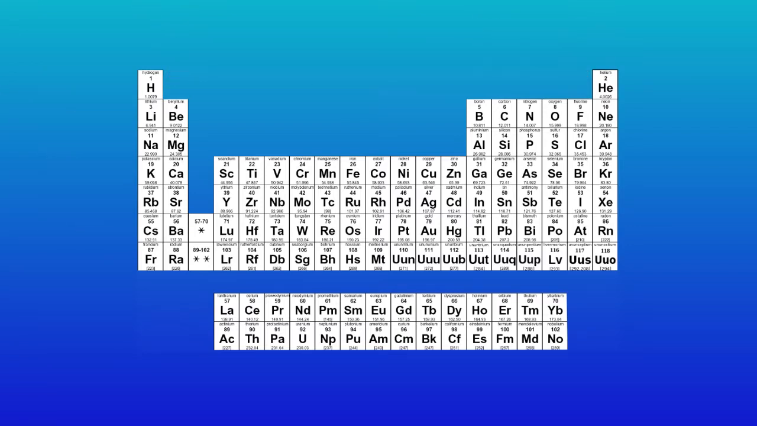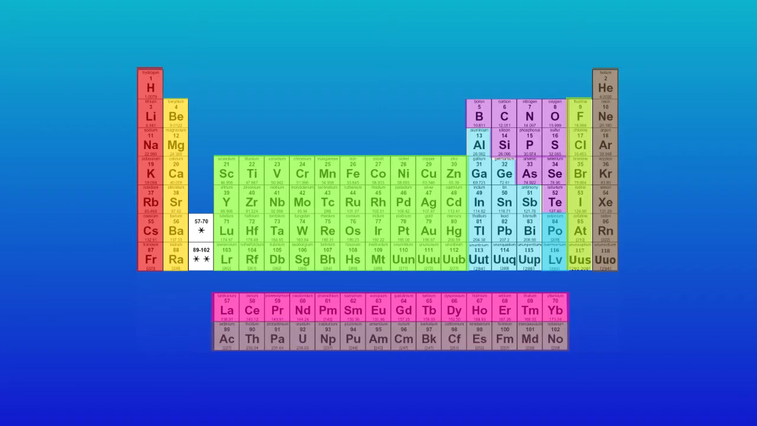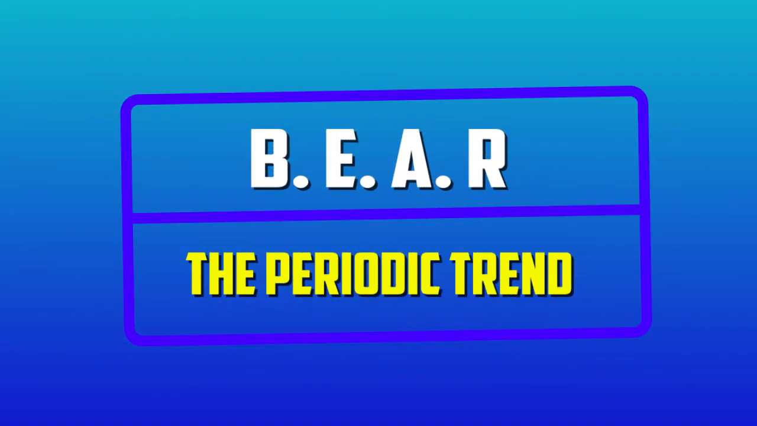Also, the groups on the periodic table are separated in categories, which are alkali metals, alkaline earth metals, transition metals, other metals, metalloids, nonmetals, halogens, noble gases, lanthanides, and actinides. And with some basic stuff out of the way, let's move on to the periodic trends we'll be focusing on in this video.